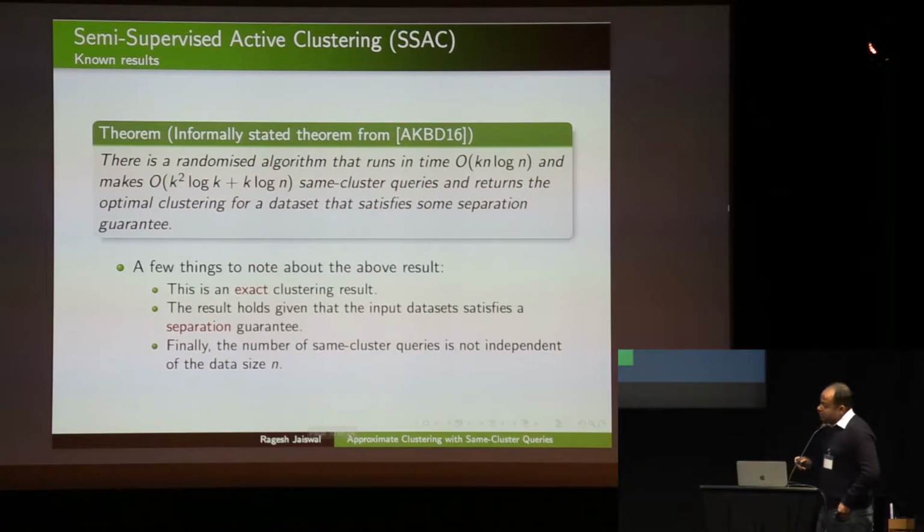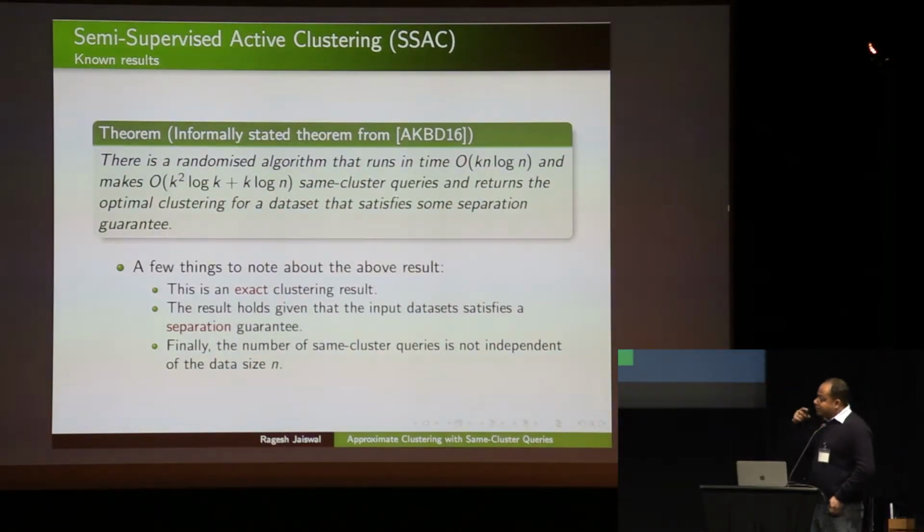Okay, so a few things to note about the above results are the following. First of all, this is an exact clustering result. So they're going to give the exact optimal clustering. Okay, and the result holds given that the input data set satisfies a certain separation guarantee. So it's clear from the statement. And finally, another thing to note is that the number of same cluster queries is not independent of the data size n, right? It's dependent on the data size.